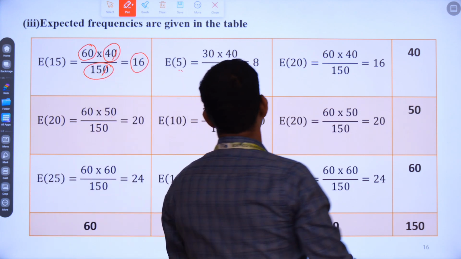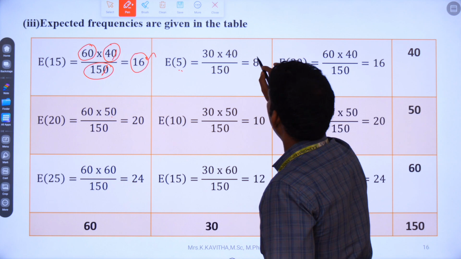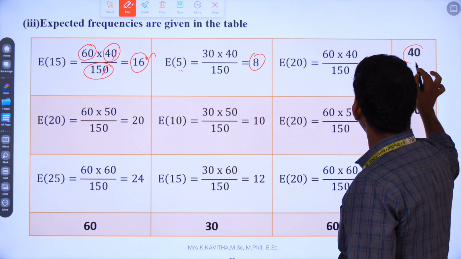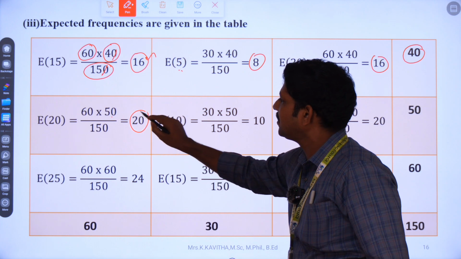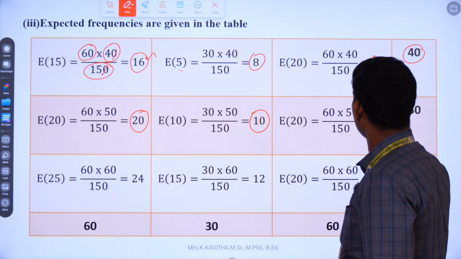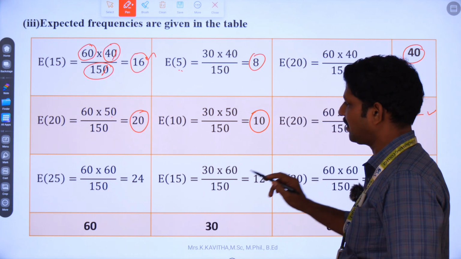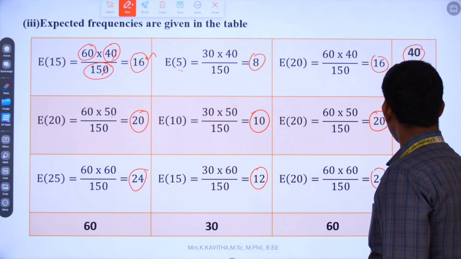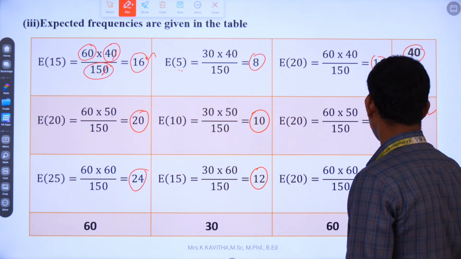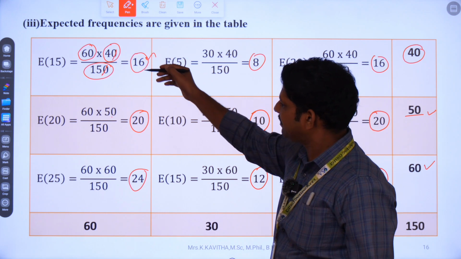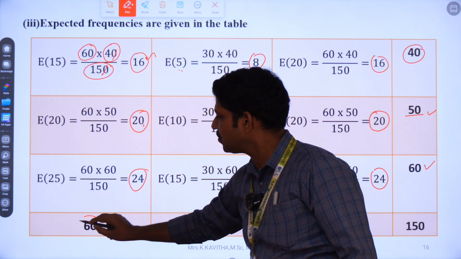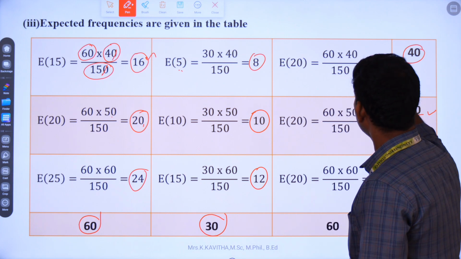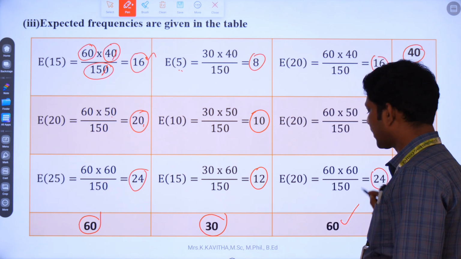Finally, we need to check all the values. 16, 8 and 16 add up to 40. Again, 20, 10 and 20 add up to 50. 24, 12 and 24 add up to 60 in this row total. As well as the column totals: 16 plus 20 plus 24 becomes 60, 8 plus 10 plus 12 becomes 30, and 16 plus 20 plus 24 becomes 60.